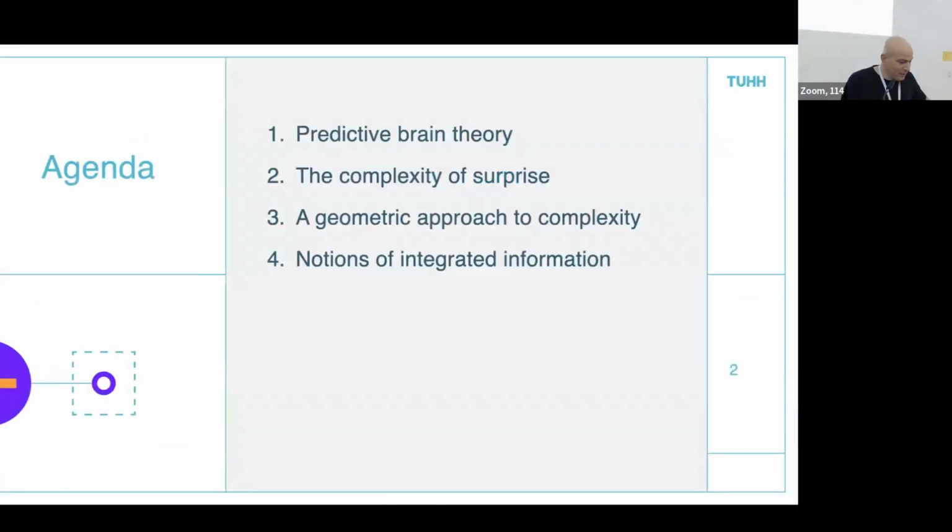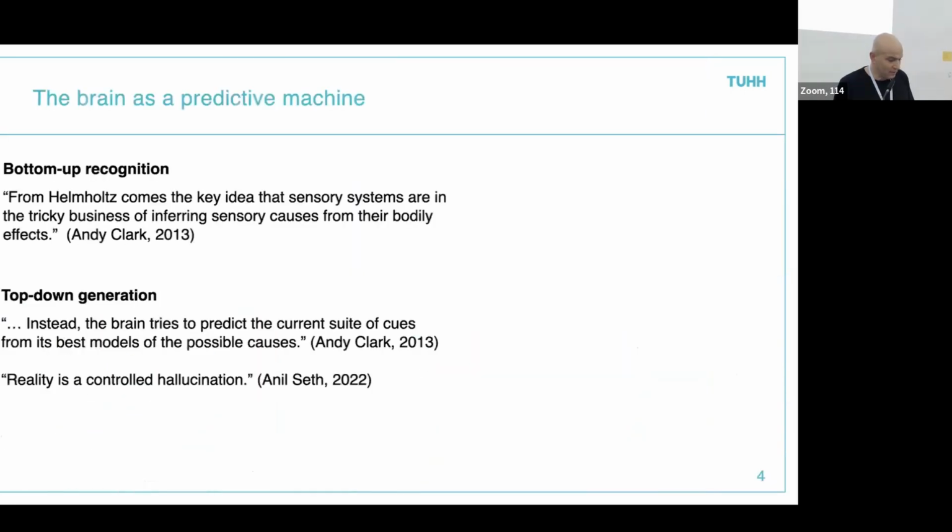So let's start. I will introduce first, say a few things about predictive brain theory and highlight the complexity of surprise. That will be the part that bridges between the two theories. And then I will, as I said, go on with integrated information theory, relating it to my geometric approach to complexity. So let's start. So you all know predictive processing, this idea of the brain as a predictive machine.